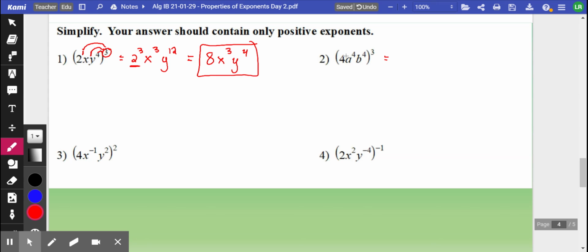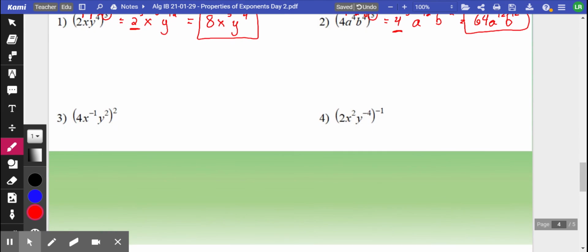Number 2, remember this is 4 to the first. So with the power property, 3 times 1 gives me 4 to the third. For the a, 3 times 4 gives me 12. For the b, 3 times 4 gives me 12. Well, 4 to the third power, 4 times 4 times 4 is 64. So that's 64, a to the 12th, b to the 12th.